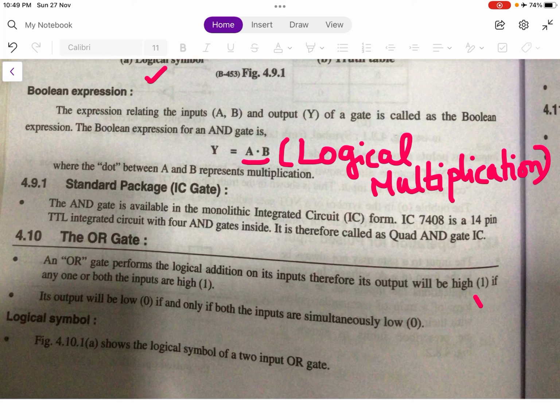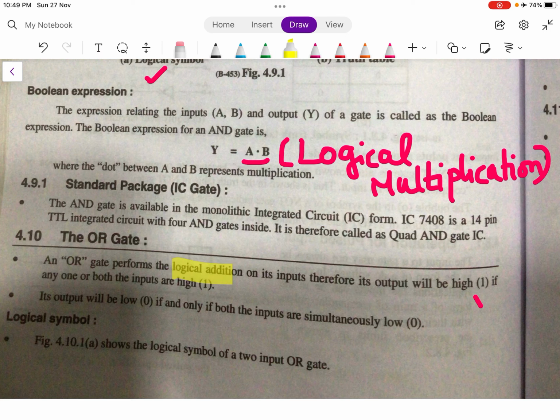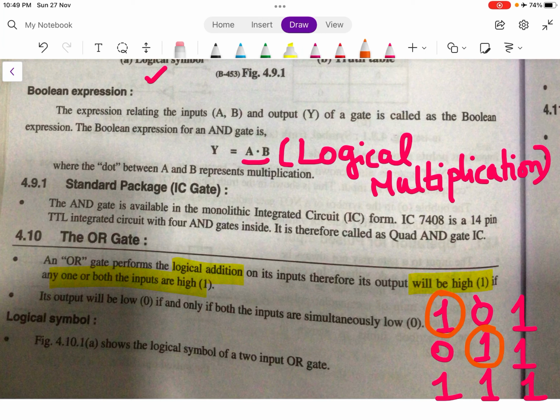So next is the OR gate. The OR gate performs logical addition on its input, therefore its output will be high if any one of the inputs is high. So if you have 1 0, output will be 1. If you have 0 1, output will be 1. If you have 1 1, output will be 1. So even if any one of the inputs is high, output has to be high.